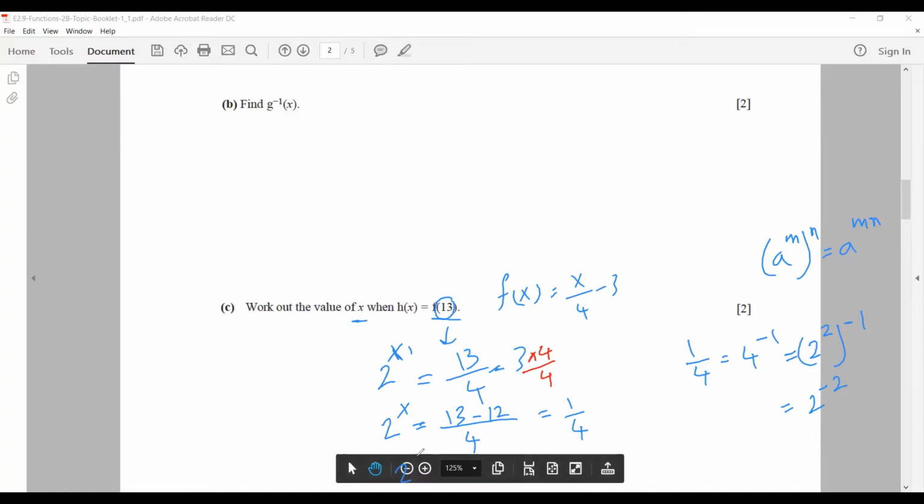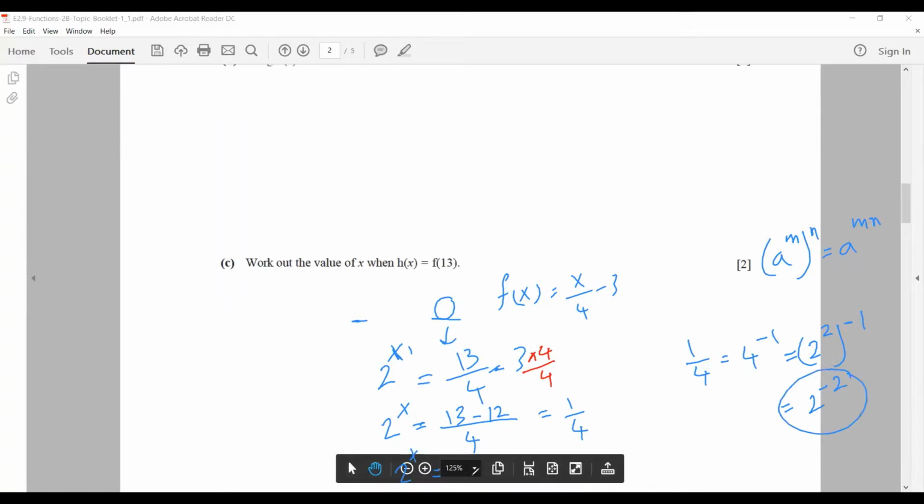So the right hand side, instead of 1 over 4, I'm going to write 2 raised to the power of -2. So the bases on both sides are the same. I can conclude that the powers must be the same as well. So the final answer is -2.